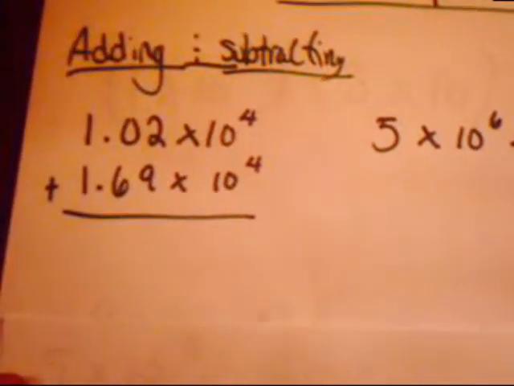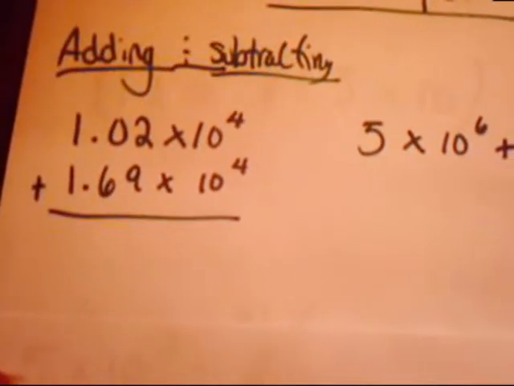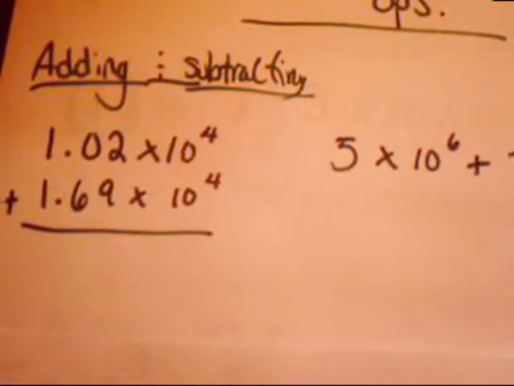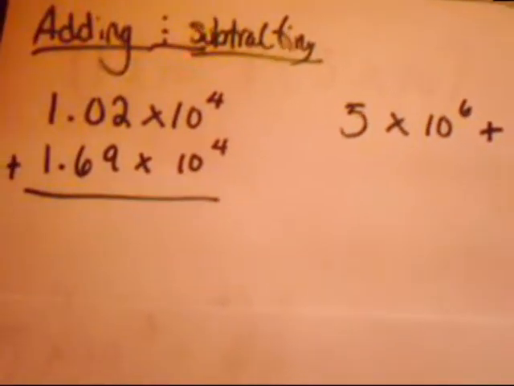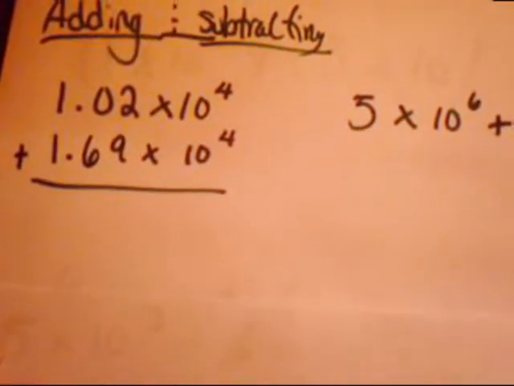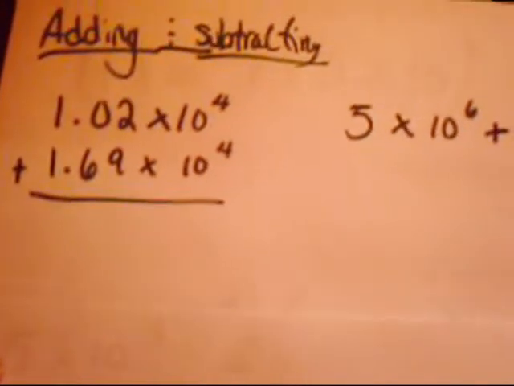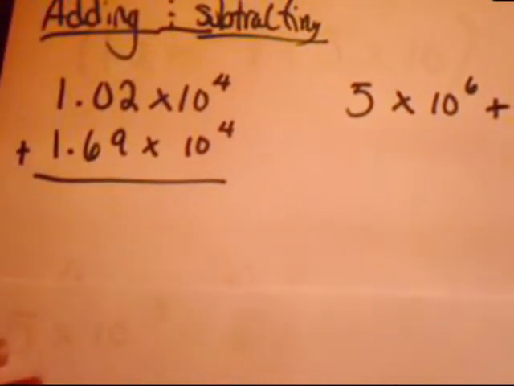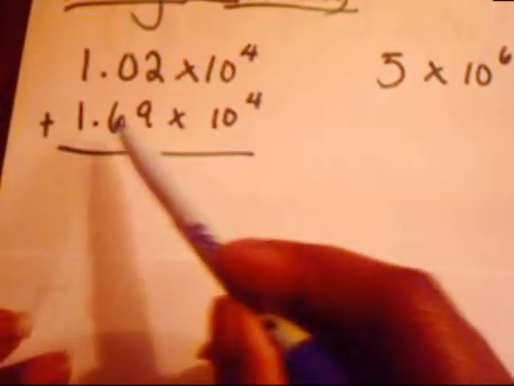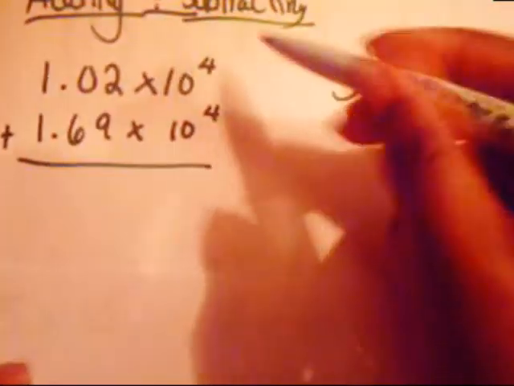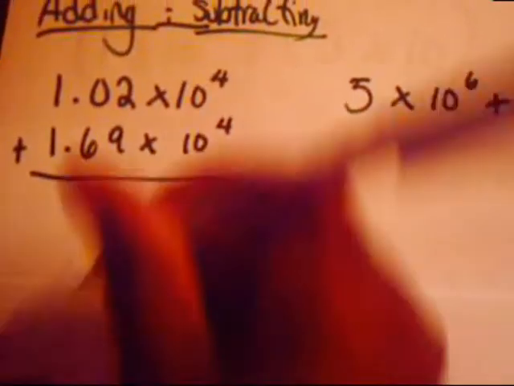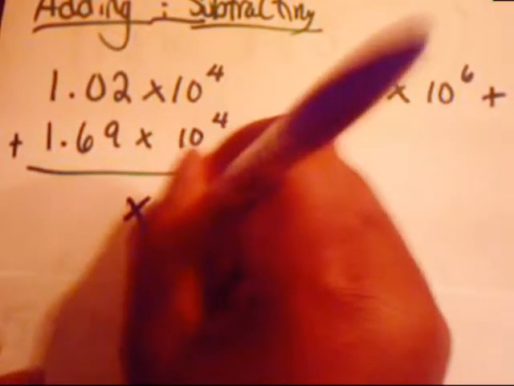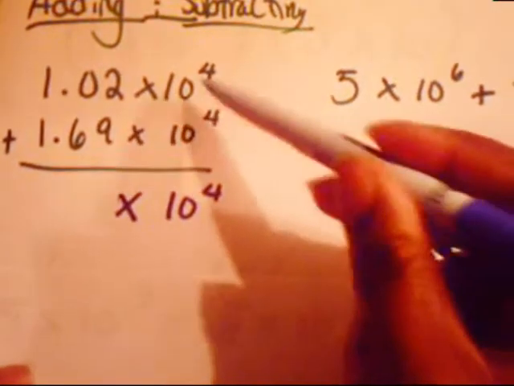The only time that you can add together two scientific notation problems is when the powers are the same. The only time that you can subtract two scientific notation problems is when the powers are the same. So when I look at these two scientific notation problems, 1.02 times 10 to the fourth and 1.69 times 10 to the fourth, I can add them together the way that they are because they're both to the fourth power. So I'm just going to bring down my times sign and my 10 to the fourth power because we're going to keep these the same.